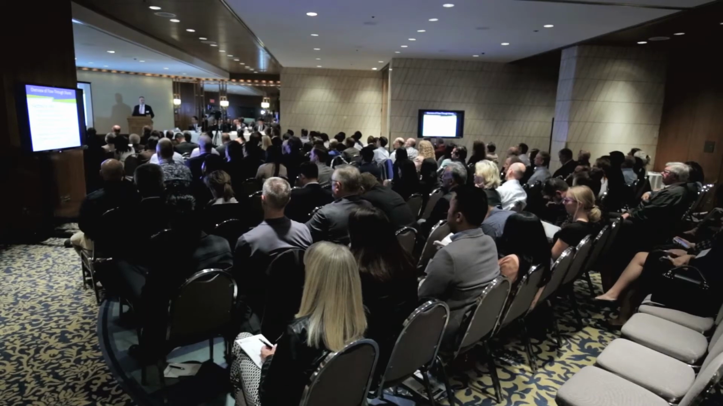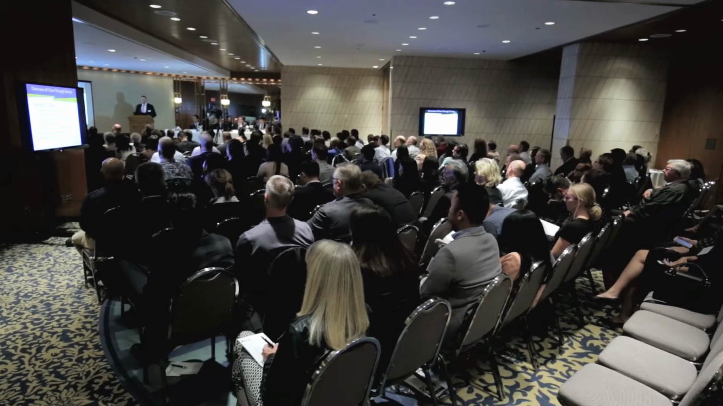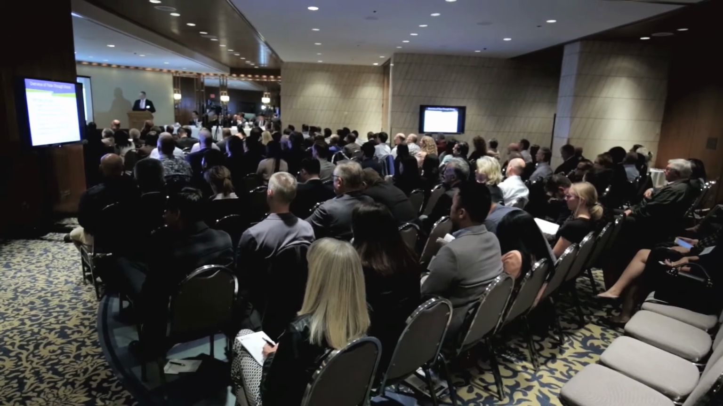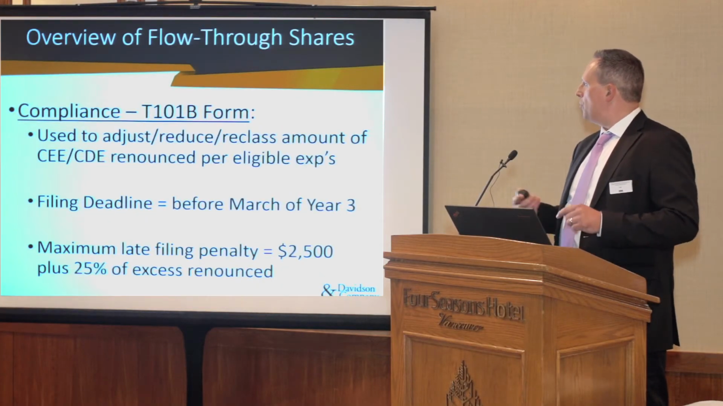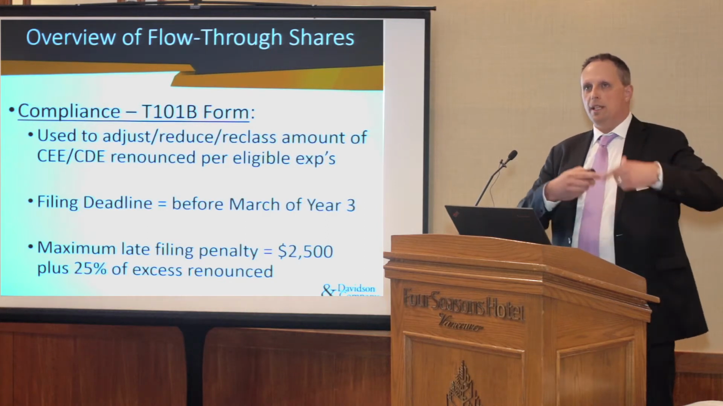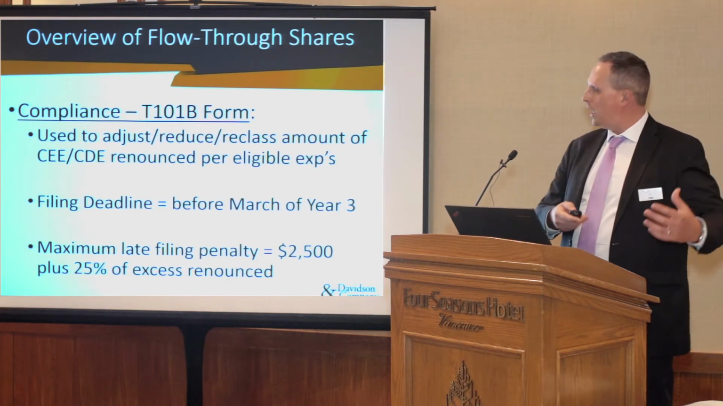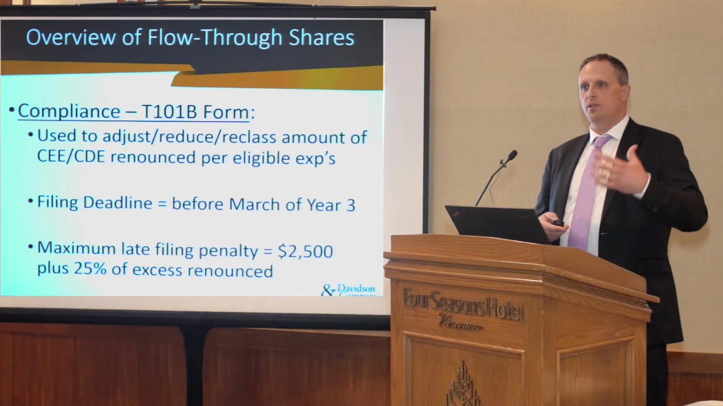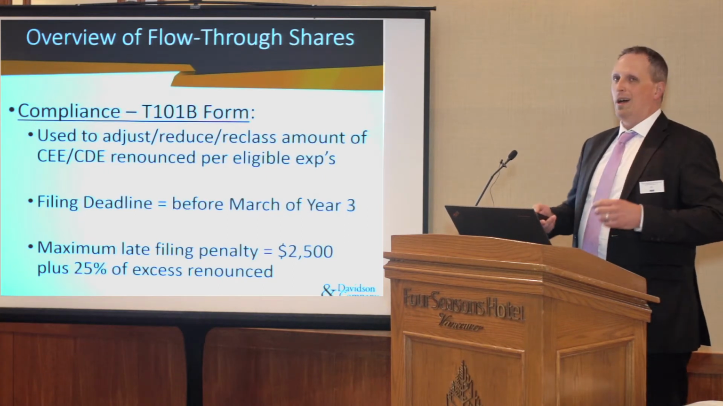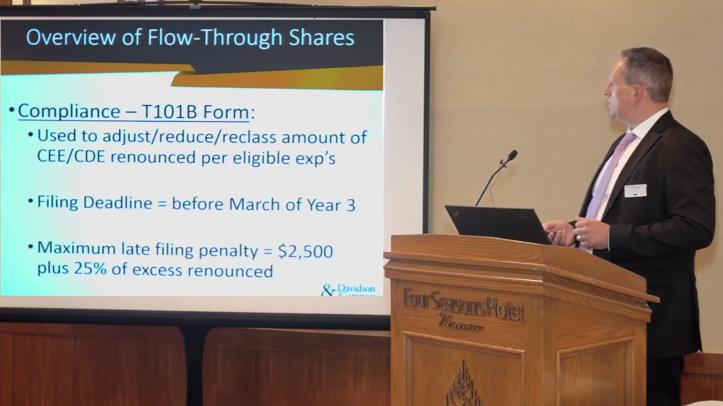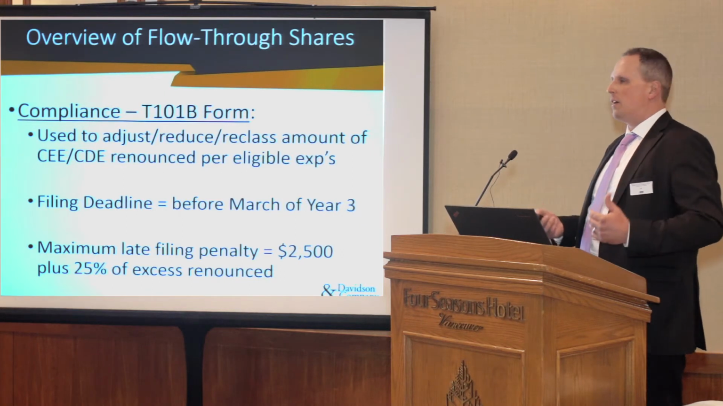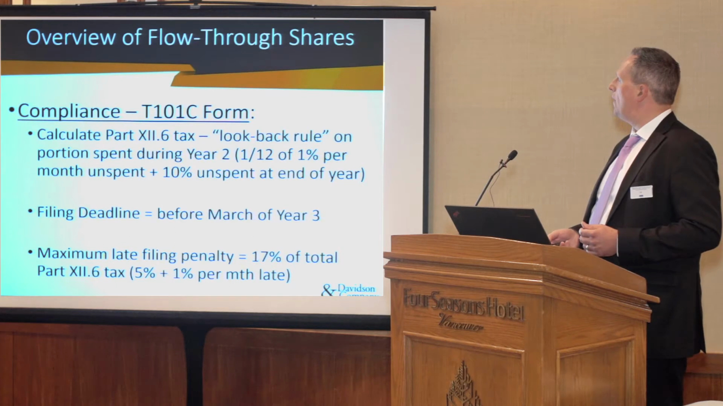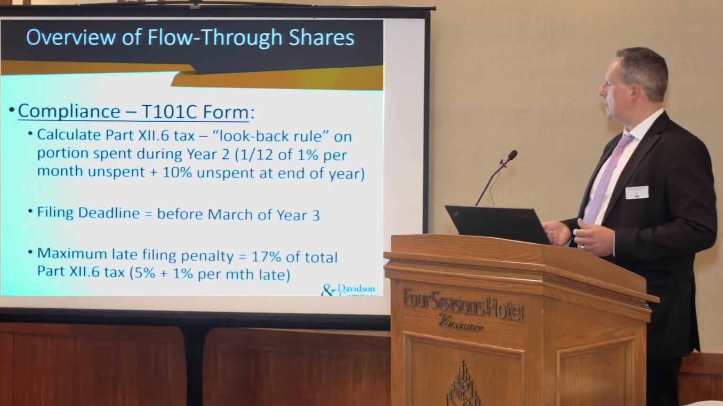The T101 deadline is the month ending following the month of renunciation, so it's a pretty tight deadline. You want to be on top of that. T101B, generally this happens the following year because you're then determining how much you've spent and what your shortfall is, so you want to amend those T101 slips if you're in that situation. If you don't, then you can be forced to by the government, and then it costs you penalties. And then, as I mentioned, T101C is where the Part 12.6 tax is calculated.